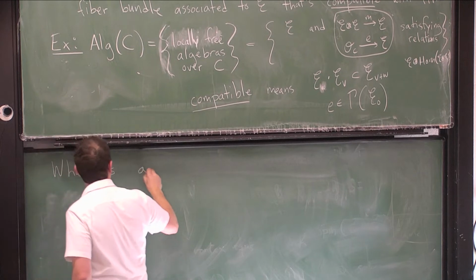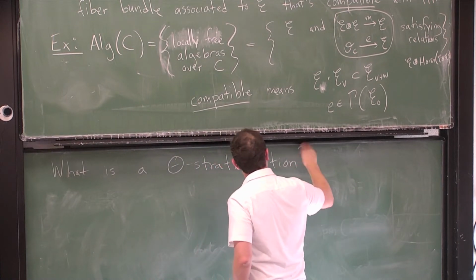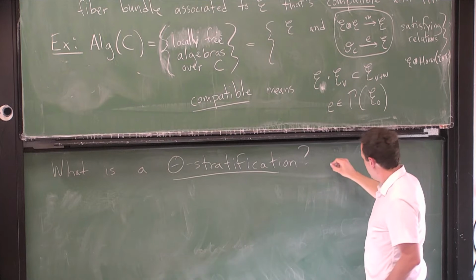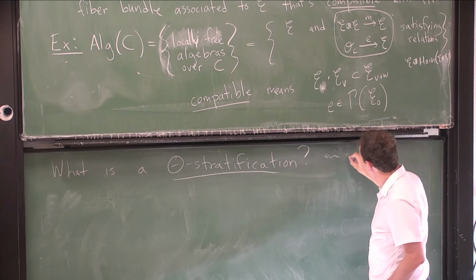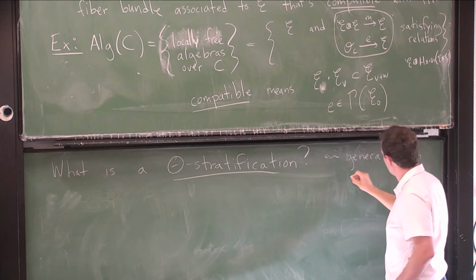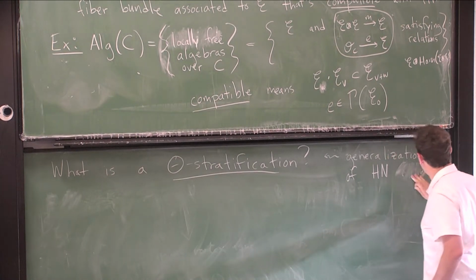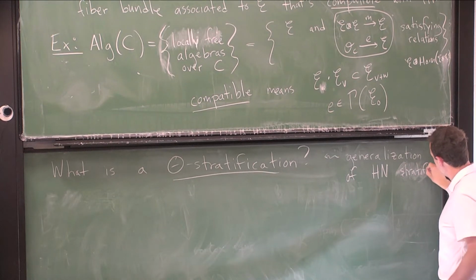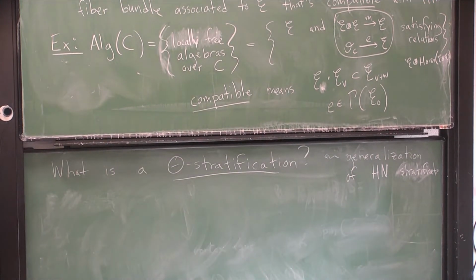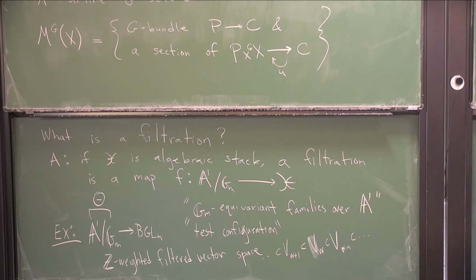So what is a theta stratification? This is again a sort of abstract definition. This is the generalization of the Harder-Narasimhan filtration, of the Harder-Narasimhan stratification of the moduli of vector bundles. I mean, it's a formal concept that generalizes the key property here.